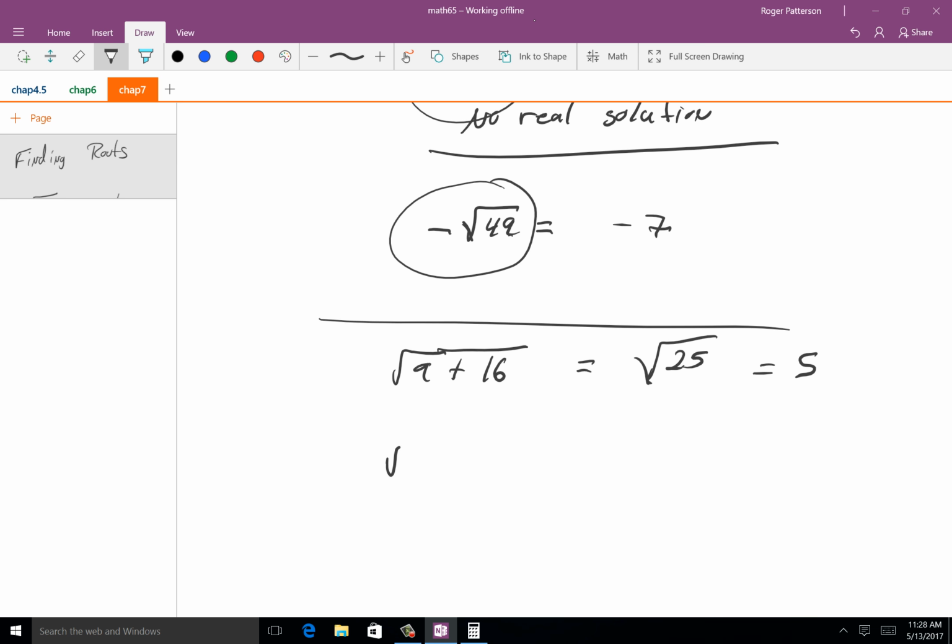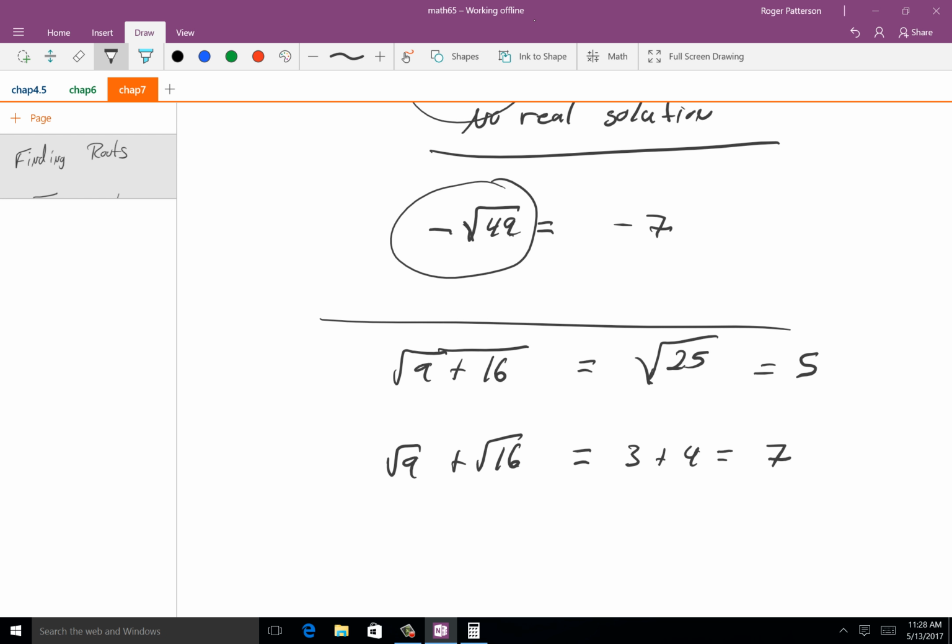Now, if it's this way, that's different. This one says I have to take the square root first, then add them. So the square root of 9 plus the square root of 16 is different. If they're separate things, that's a different answer. So you have to be careful with square roots. They don't add up that way.